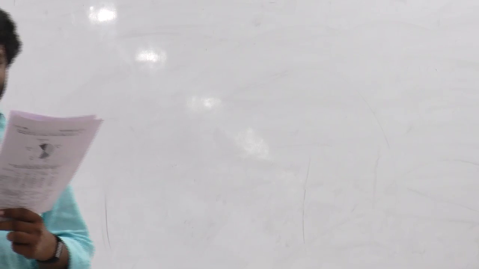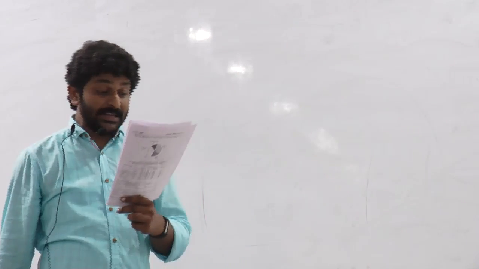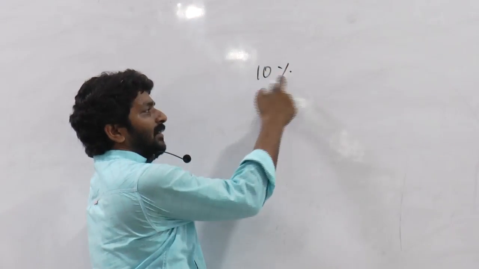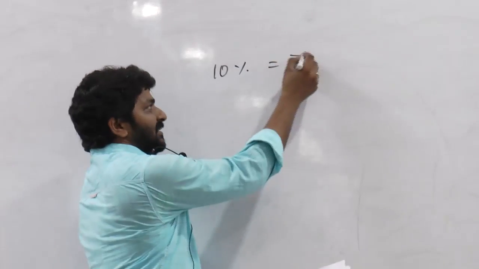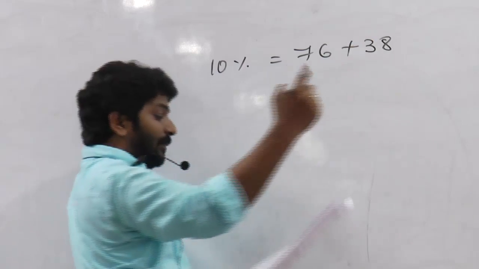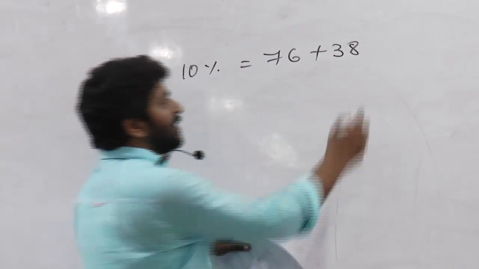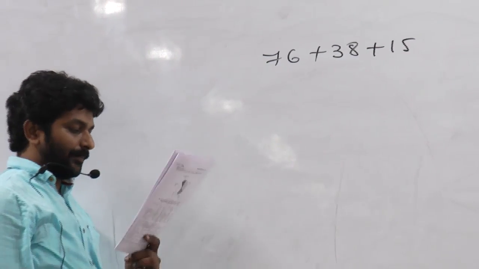17% of 760 plus 57% of what? 79 plus 77.8 you can write, no issue. Come on, how will you get 17%? 10%, half of it, plus 2%. 10% of that number 76, half of this 38, 1% is 7.6, 2% is 15.2. Instead of that I'll write just 15, no issue. Approximation, right? Let's write that.